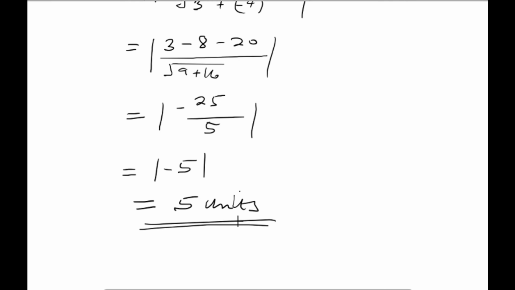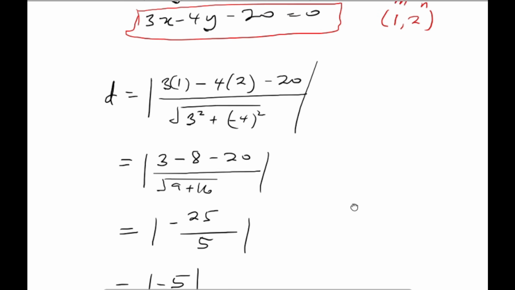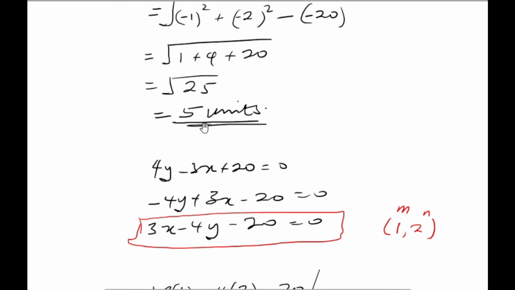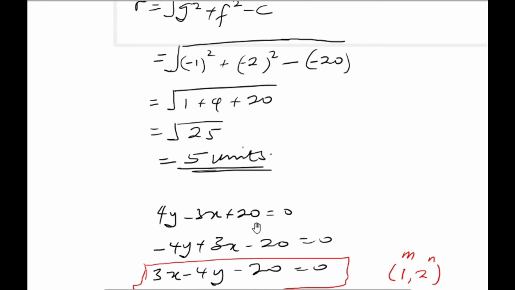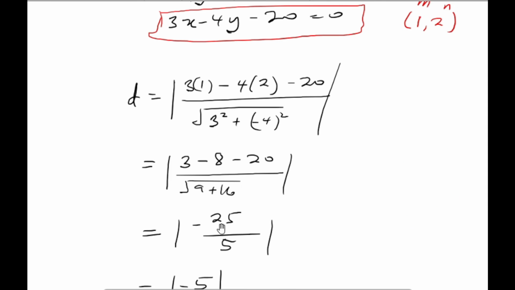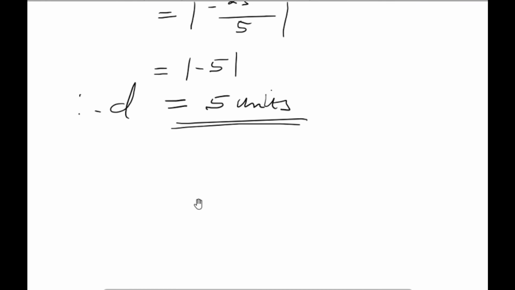All right, so since our d equals 5 units and our r from here also equals 5 units, we can conclude that since the perpendicular distance from the center of the circle to the line equals the radius of the circle, then the line is a tangent to the circle. Let me just write that quickly.